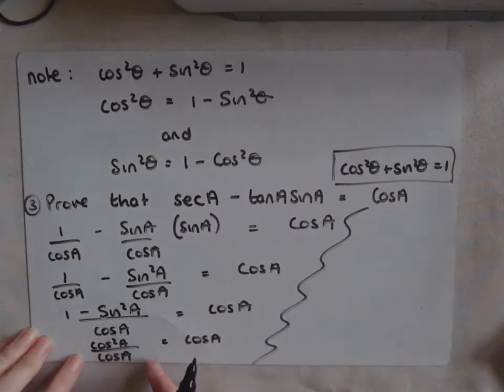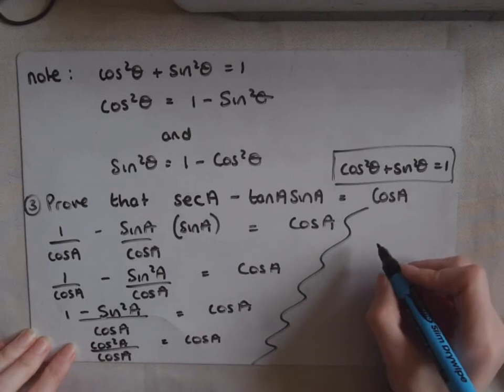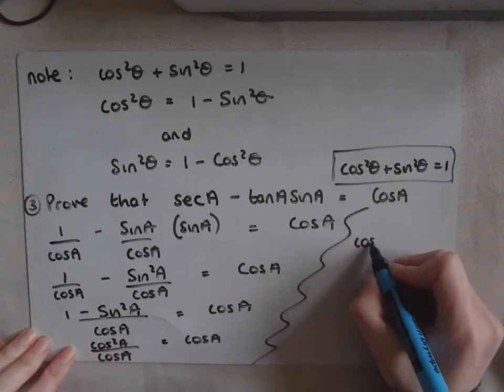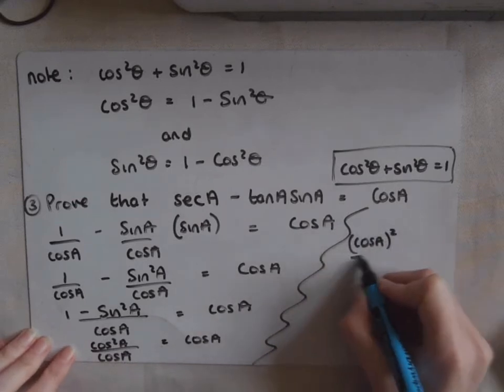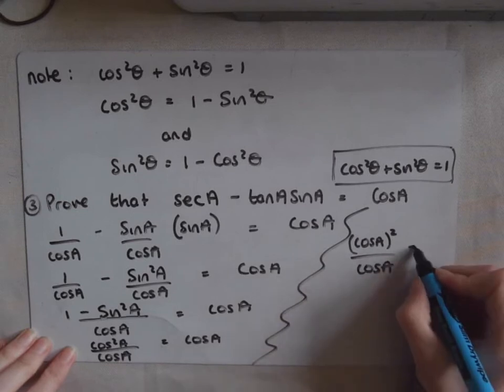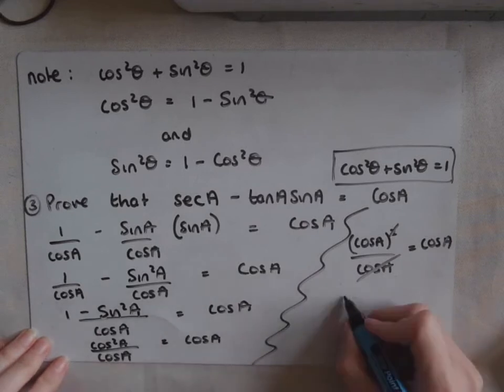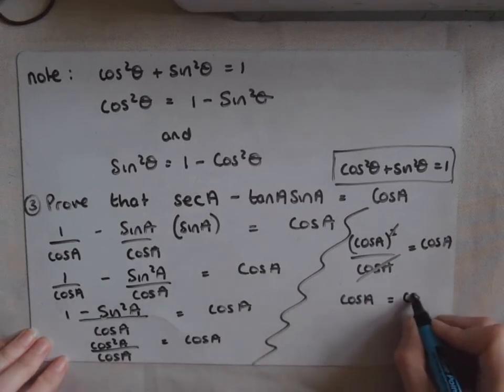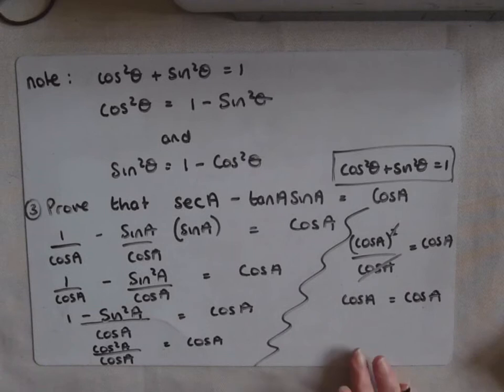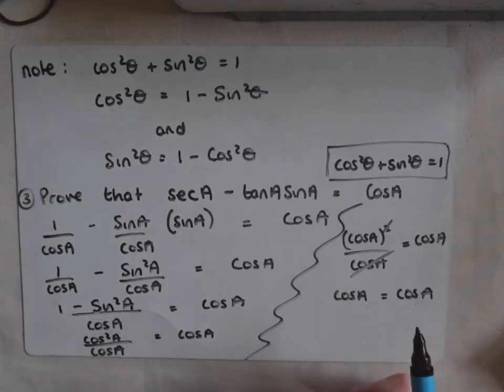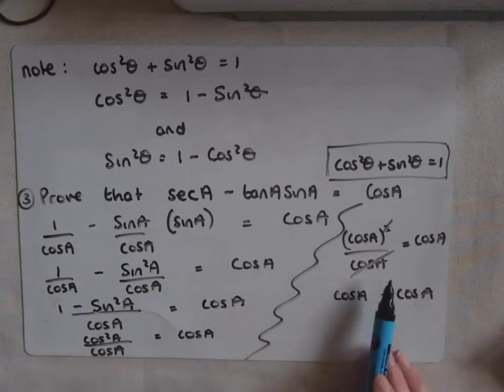Now, cos squared a over cos of a, that's cos of a squared over cos of a. So that means the square and the cos of a cancel. So I'm left with cos of a equals cos of a. I've proven that identity. Even though it's not written cos of a squared, we know cos squared a means cos of a by cos of a. So it cancels from the top and the bottom.